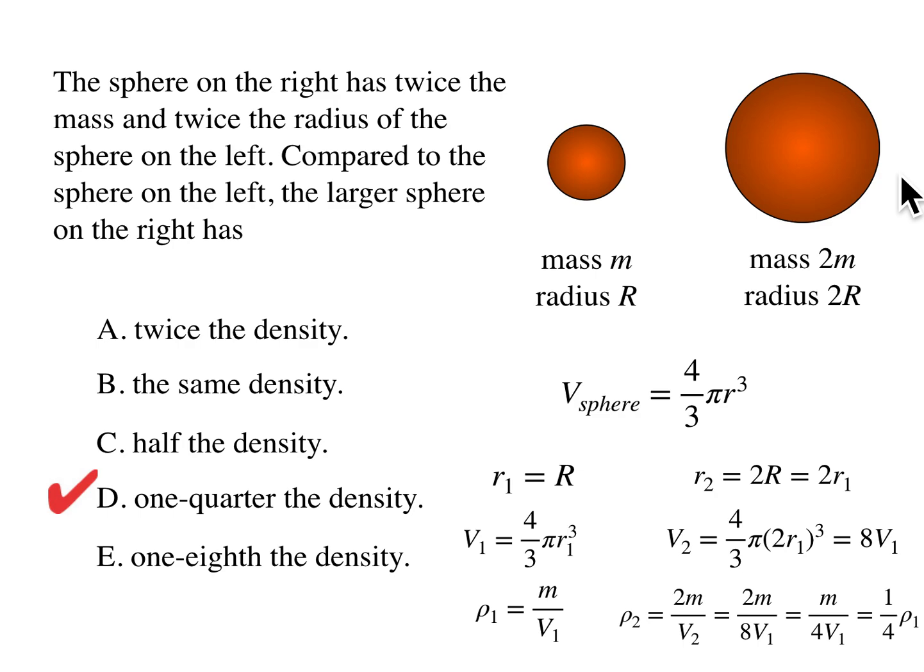Okay. So now if I calculate my density for ball 1, it's just the mass of ball 1 divided by V1, the volume of ball 1. But the density of ball 2 is now 2 times the mass divided by the volume of ball 2. But the volume of ball 2 is 8 times the volume of ball 1, so I get 1/4 m over V1, or 1/4 the density of ball 1. Right? So the correct answer here is 1/4 the density.